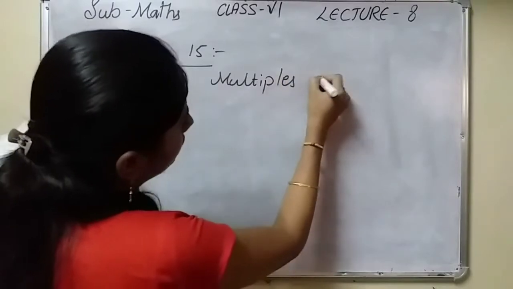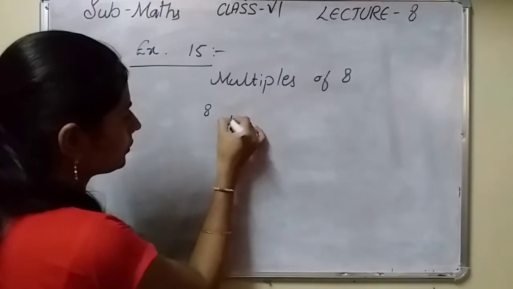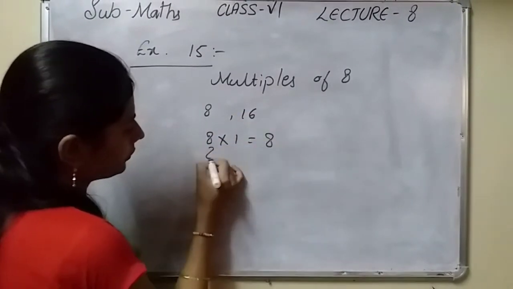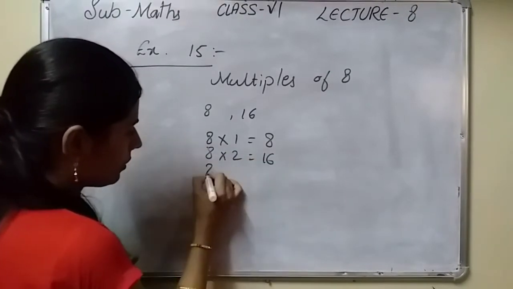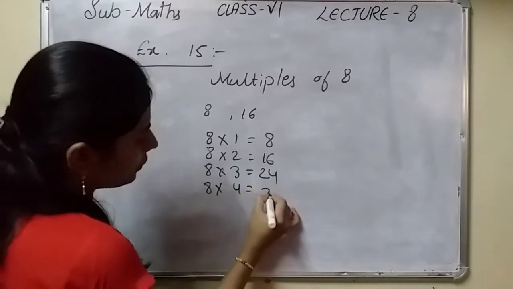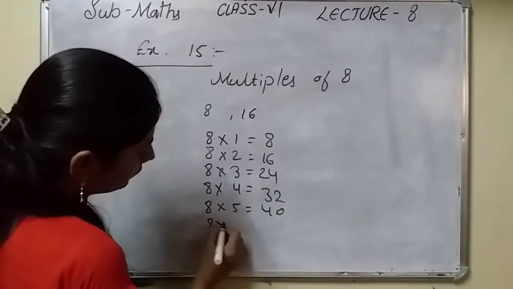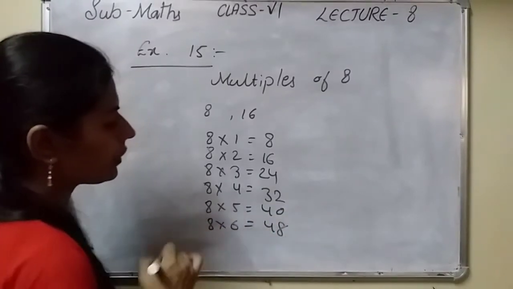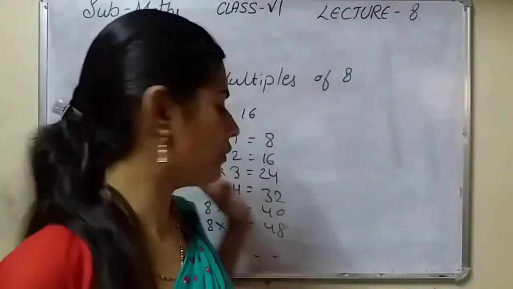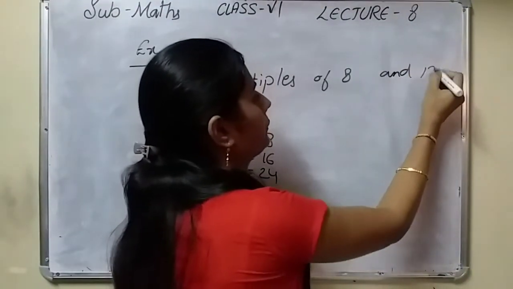Multiples of 8. So what are the multiples of 8? 8, 8 2s are 16, 8 3s are 24, 8 4s are 32, 8 5s are 40, 8 6s are 48. Like this, up to where they are asking, you have to write the multiples of 8 and also the multiples of 12.